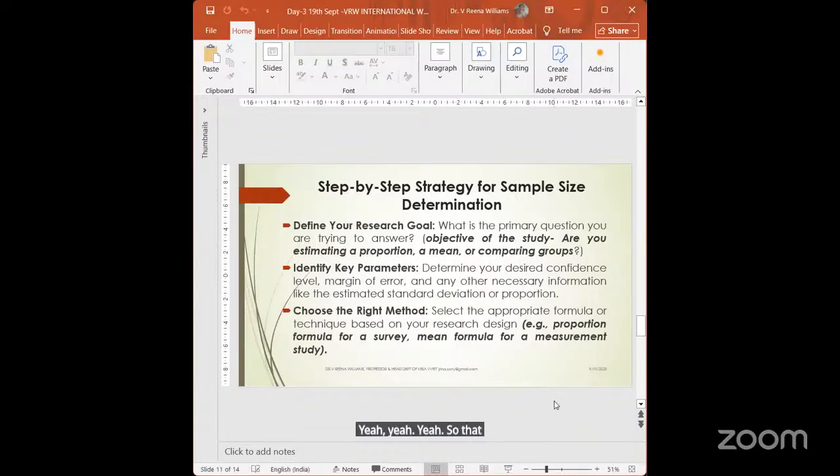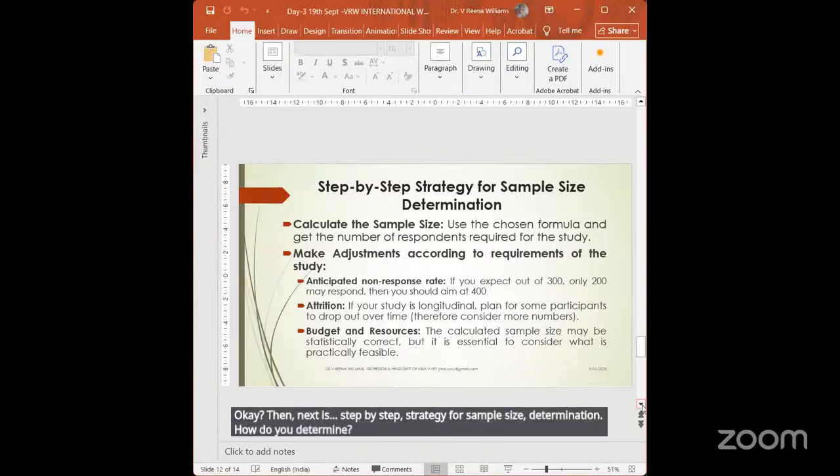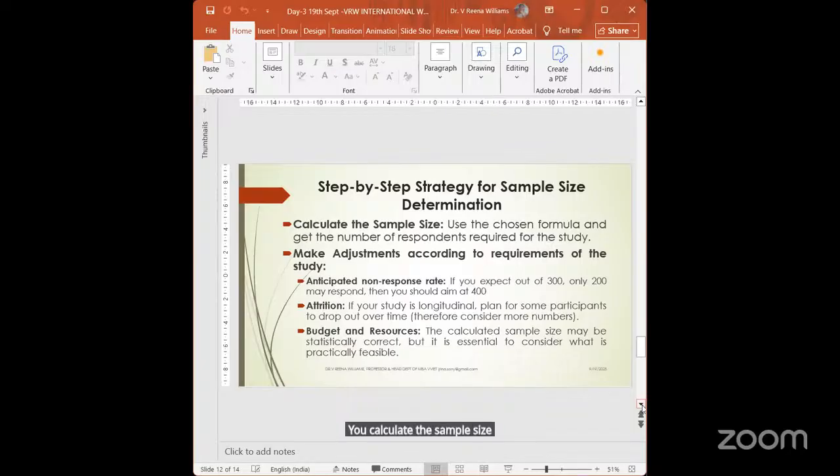So that is how you choose. Okay. Then next is the step-by-step strategy for sample size determination. How do you determine? You calculate the sample size. That is, use any formula, like I told you.